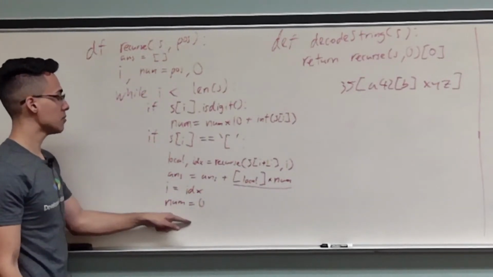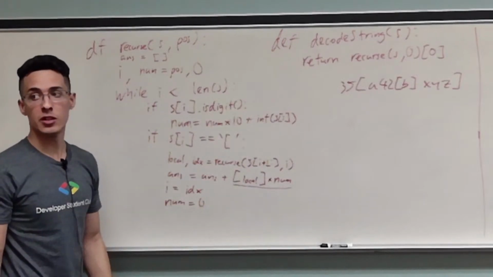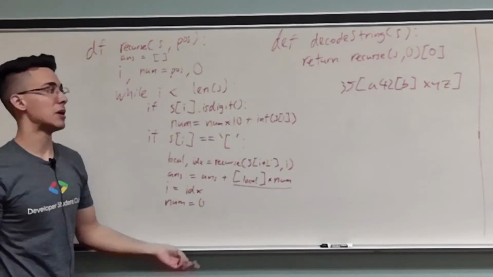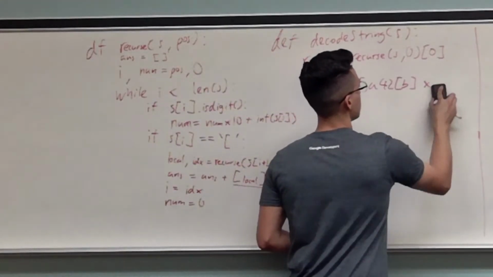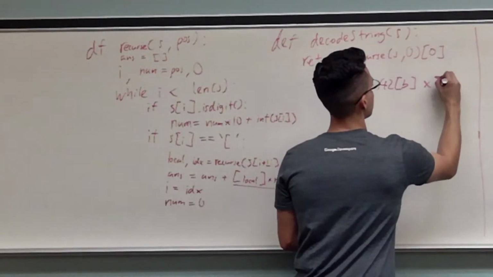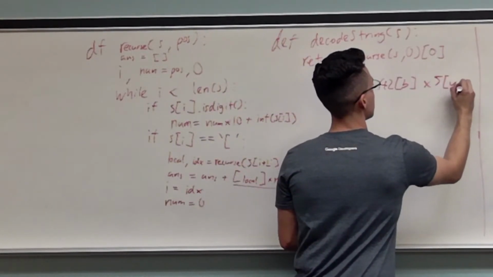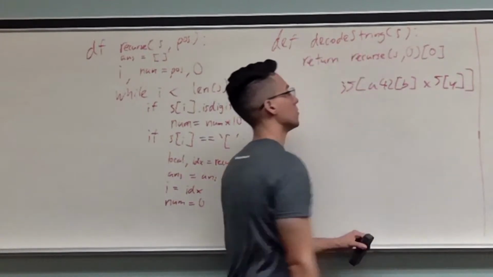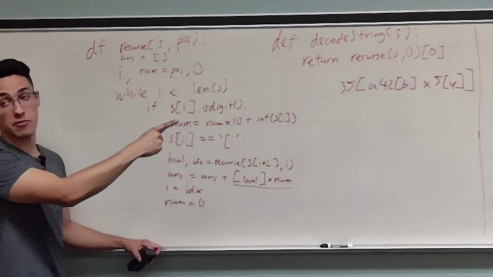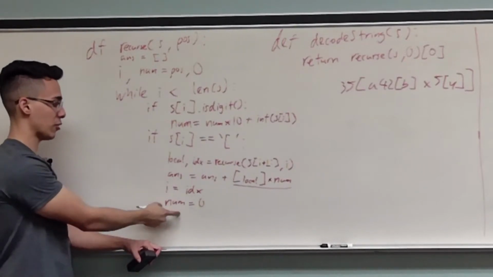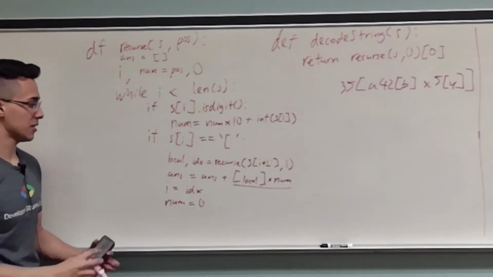Num, before num was 42, now it's going to be 0. Because maybe after this, we're done with that one, then we get x and then 5. So we find another number. So that's why we have to return num equals to 0. Okay?